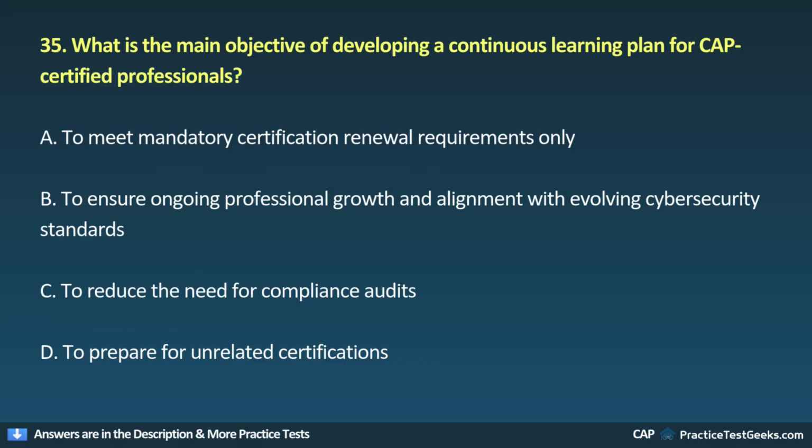35. What is the main objective of developing a continuous learning plan for CAP certified professionals? A. To meet mandatory certification renewal requirements only. B. To ensure ongoing professional growth and alignment with evolving cybersecurity standards. C. To reduce the need for compliance audits. D. To prepare for unrelated certification.